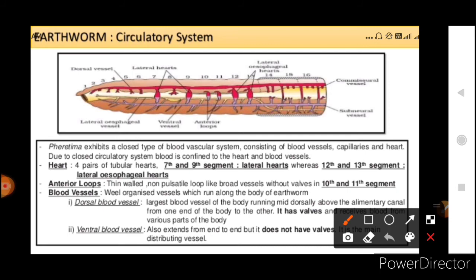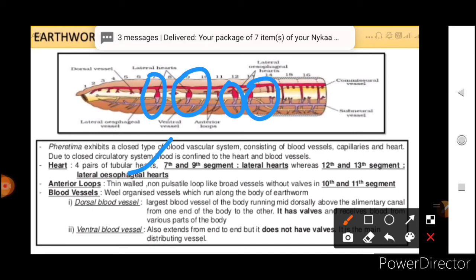Now the heart is made up of 4 pairs of tubular hearts: in the 7th and 9th segments are the lateral hearts, whereas in the 12th and 13th segments are the lateral esophageal hearts. You can see here in the diagram, this is the 7th and the 9th segment, and these are the 12th and the 13th segment. Now anterior loops are present. These are thin-walled, non-pulsatile, loop-like broad vessels in the 10th and the 11th segment.